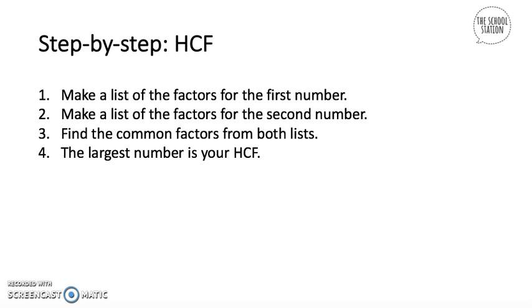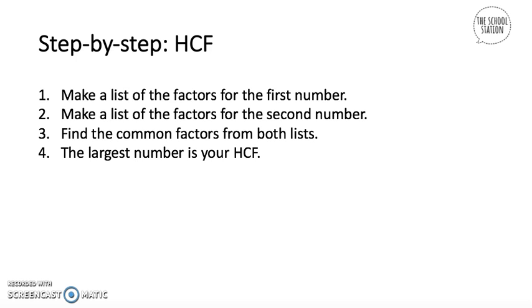So you have a number. For example, if you're asked to find the HCF of 18 and 24, you have to make a list of the factors for 18, and then make a list of the factors for the second number, which let's say is 24.